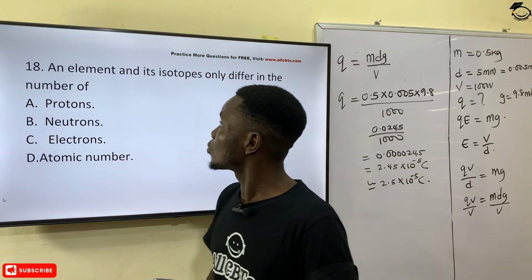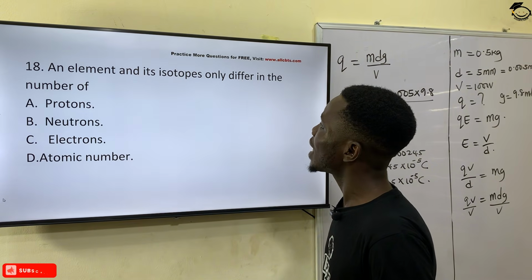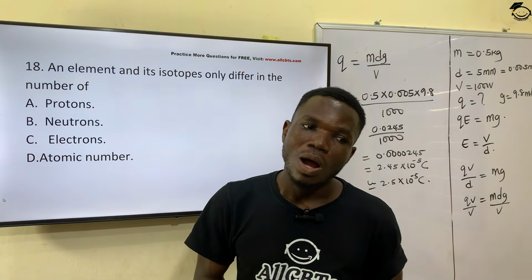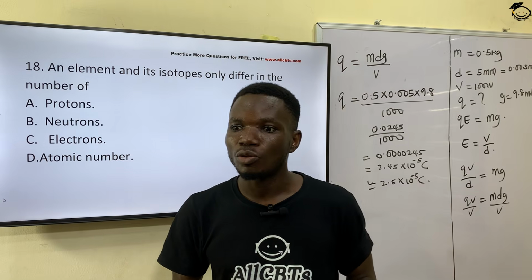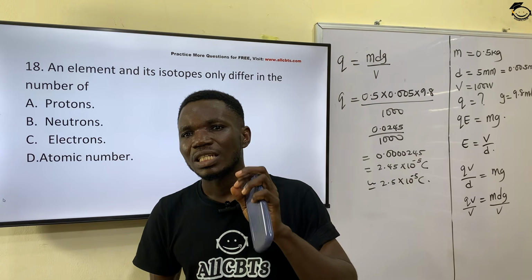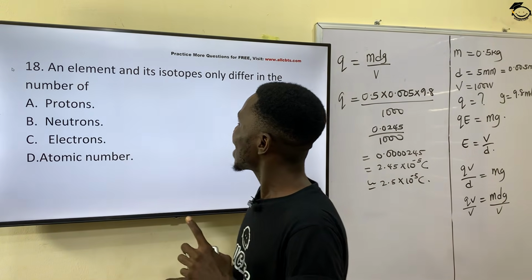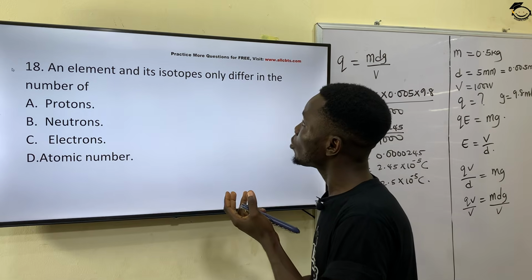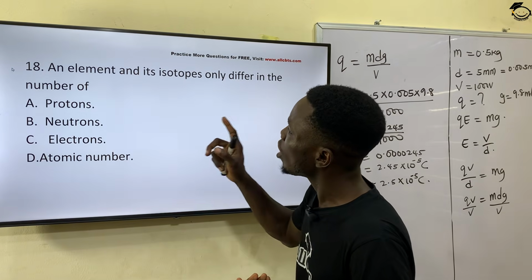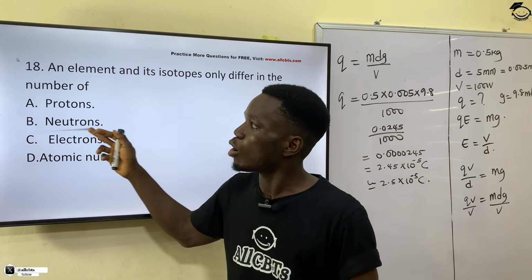On the next question, question number 18 says, an element and its isotope only differ in the number of dash. Now, isotope is the ability of an element to have different mass number but the same atomic number. The difference in their mass number is a result of differences in their neutron number. So what they're asking is what causes the isotope of an element to be different, and it is the number of neutrons. So the correct answer here is neutrons, which is option B.